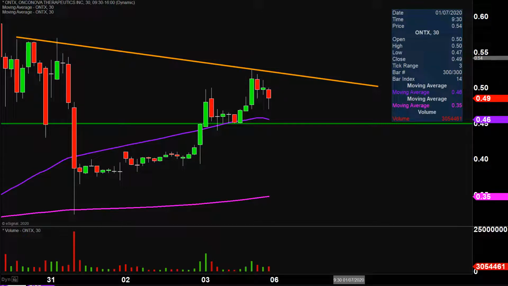But all in all, anyway, look at it. Great way to close out the week. Great volume, great price movement. So let's see if the bulls can get the breakout next week.